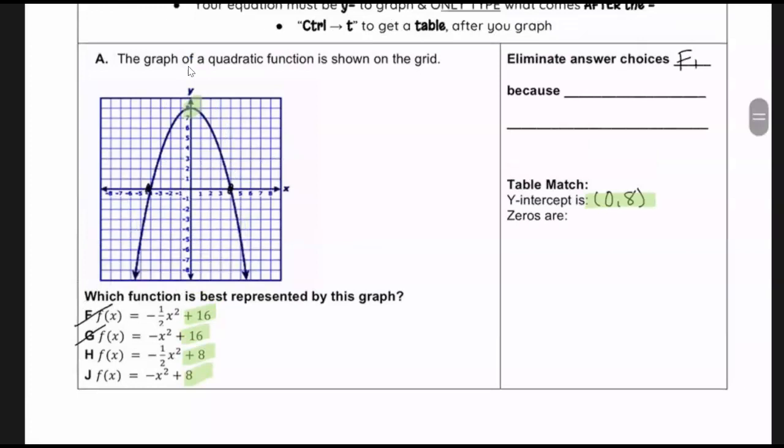So we're going to eliminate choices f and g because they have incorrect c values, which once again should be 8 because it represents the y-intercept. This is helpful because that means we only have to check 2 equations instead of checking all 4. But you could have checked all 4. But for time-saving purposes, you always want to try to eliminate answers.